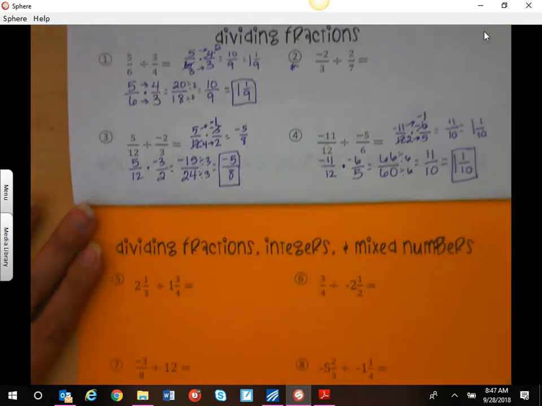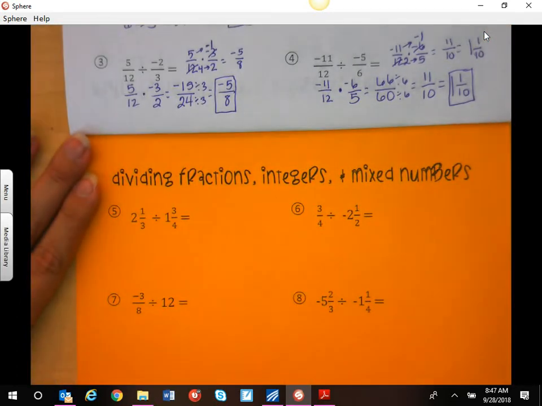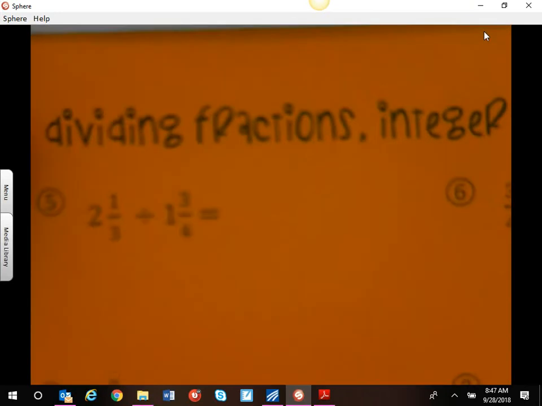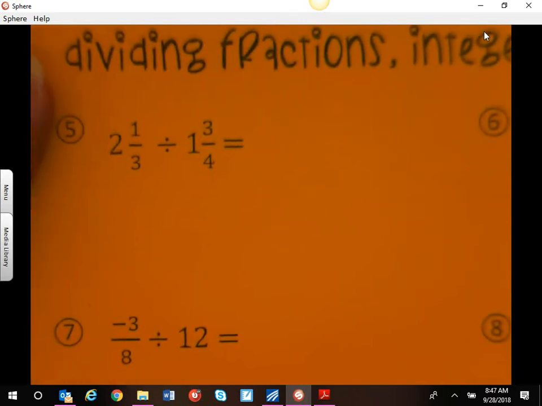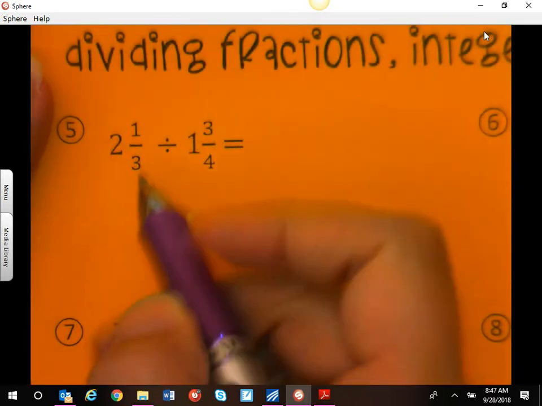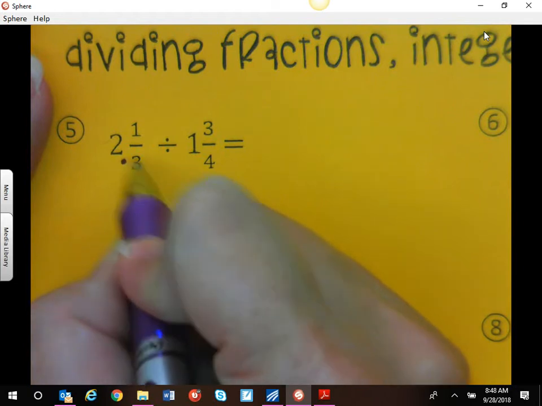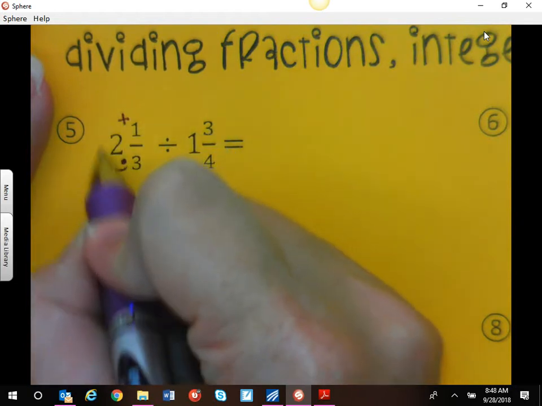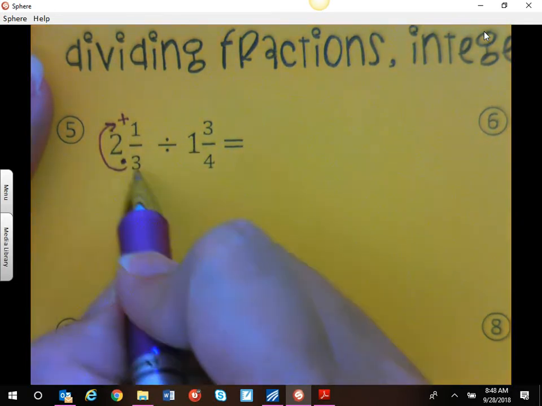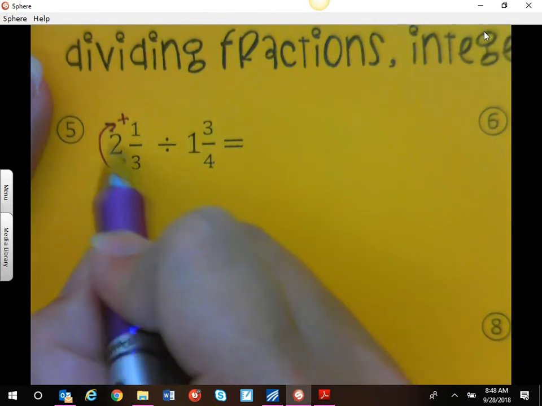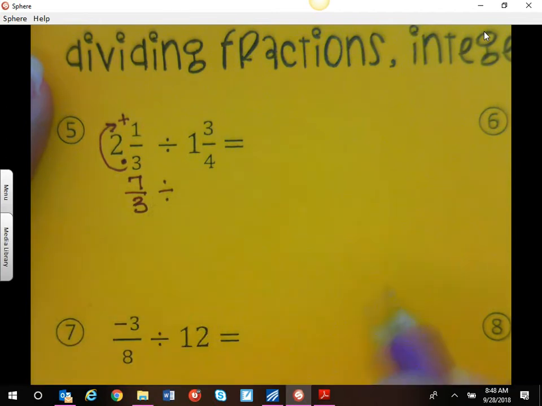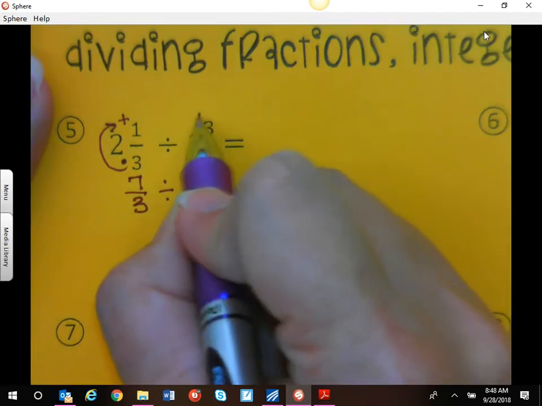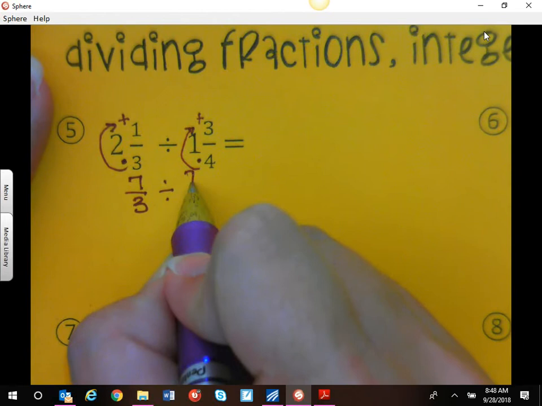So what happens when we have some mixed numbers? Let me see if I can zoom in here and make it so we can see it. So step 1 said make sure you have fractions only. So these are improper, so we're going to say 3 times 2 plus 1 to make it improper. 3 times 2 is 6 plus 1. This is 7 thirds. We're still going to write divide. 4 times 1 plus 3 is 7/4.